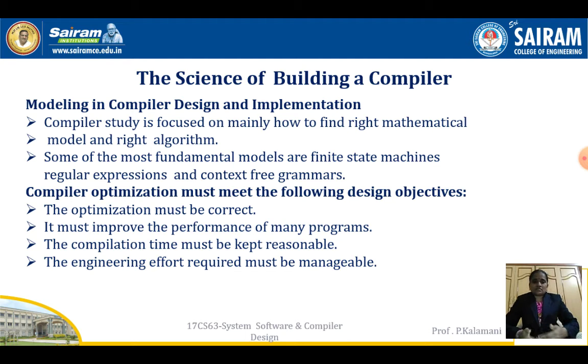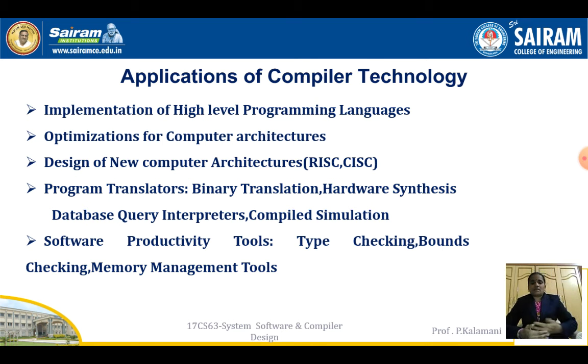What design objectives does it have to meet? The optimization must be correct, and it must improve the performance of many programs. Suppose one program gives correct output and another program does not; then it is not a correct one. So it must improve the performance of many programs, and the computation time must be kept reasonable. If the compiler takes too much time, it is not valid. The engineering effort required must be manageable. Suppose it is too much, then we can't apply it.